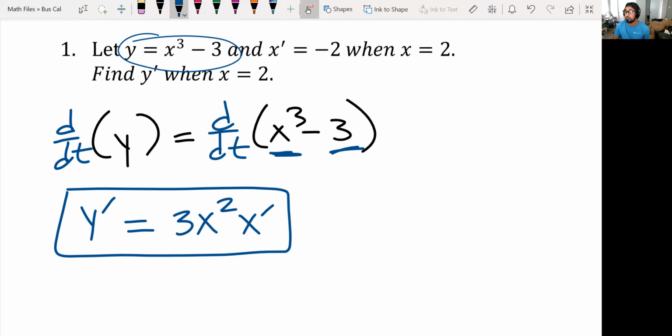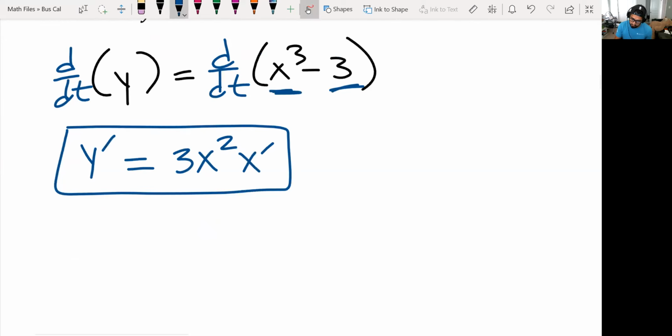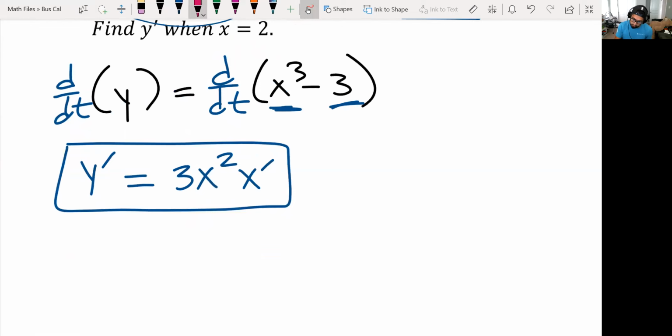All right, that wasn't bad. But now it says go ahead and plug in -2 for x prime and 2 for x. That's all we want to do. X prime equals -2.